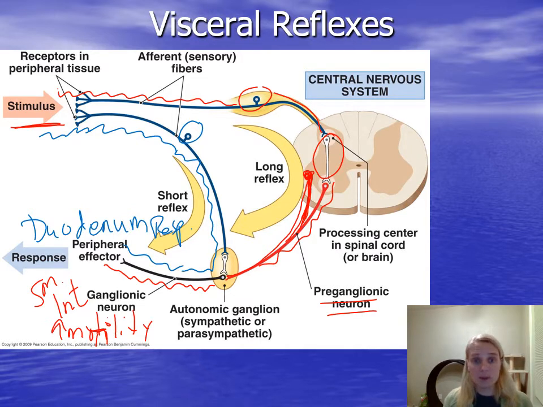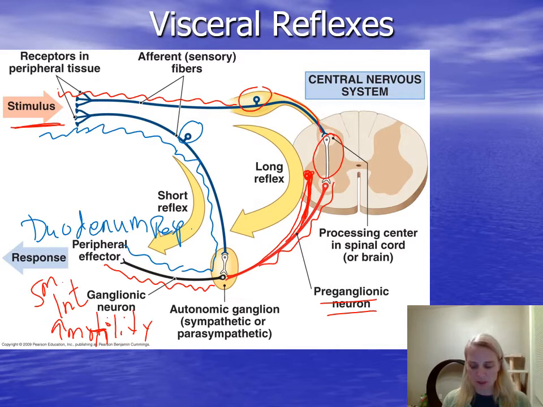And it could be the same stimulus. So we might have increased motility at the duodenum with this stimulus of stretching. At the same time, we will get contractions along the entire length of the small intestine as well, thanks to the long reflex and its ability to send the message out to more destinations with those postganglionic neurons. All right, so those are visceral reflexes. Okay, they're all polysynaptic, either long or short.